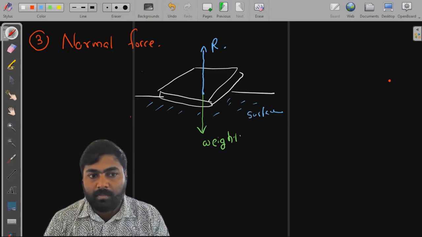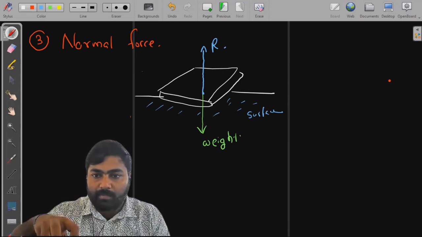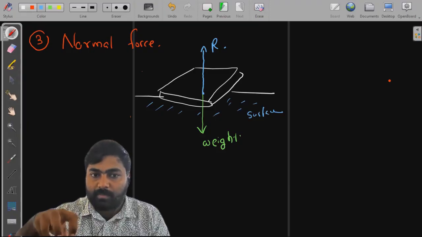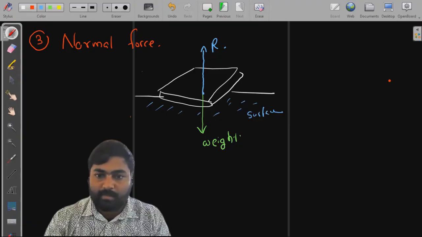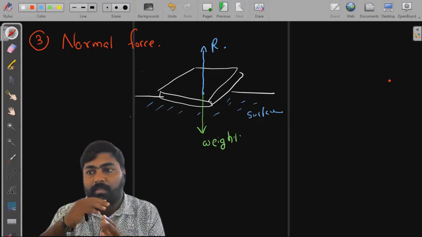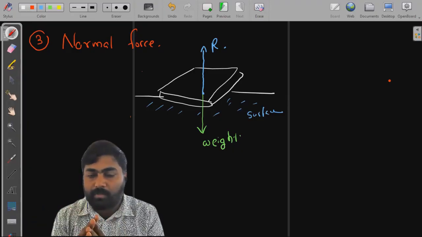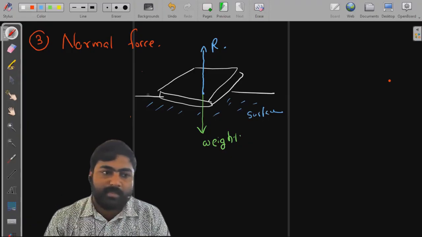Why does a normal force generate? Simply due to the weight. Due to the weight, the object applies a pressure on the surface. Due to that pressure, a normal force is generated. I will explain this when we come to Newton's laws. Until then, this is enough.